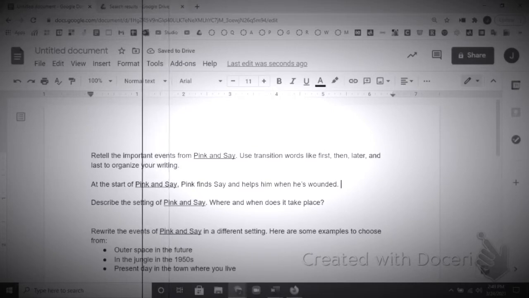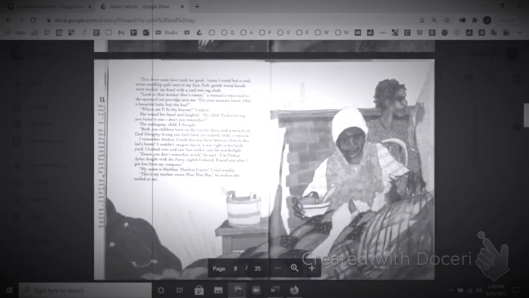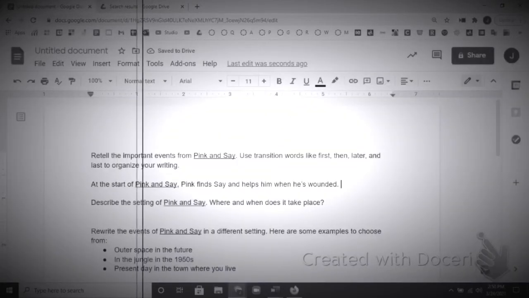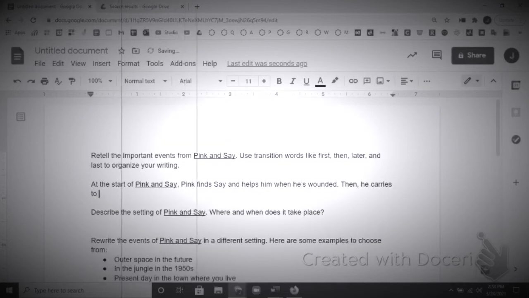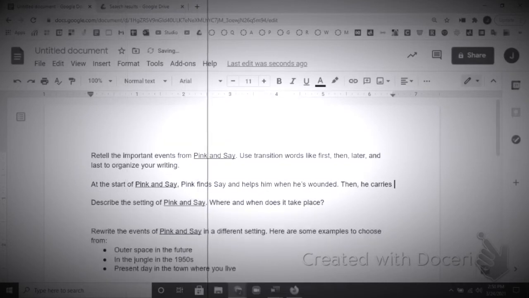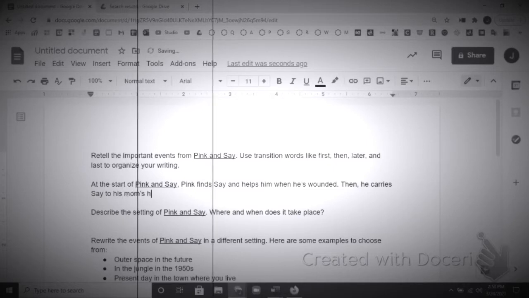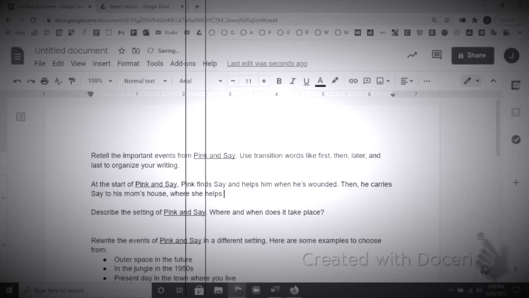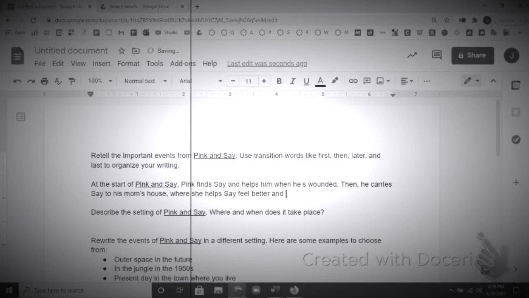Let's take a look at the story again. What happens next? Yes. Then he carries Say to his mom's house, where she helps Say feel better and is happy to have them both home.